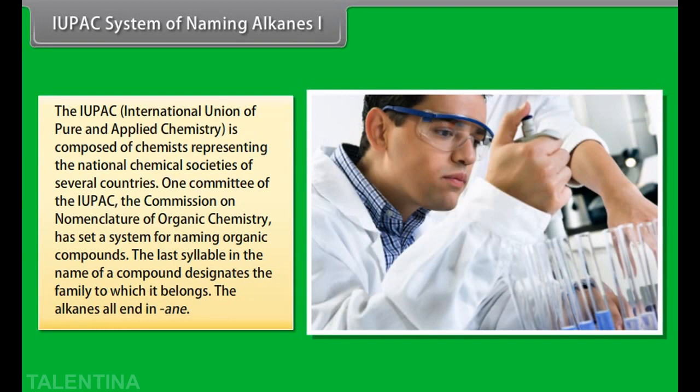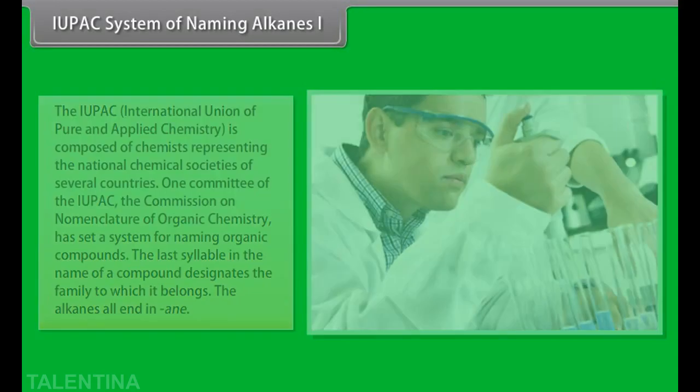IUPAC system of naming alkanes 1. The IUPAC, International Union of Pure and Applied Chemistry, is composed of chemists representing the national chemical societies of several countries. One committee of the IUPAC, the Commission on Nomenclature of Organic Chemistry, has set a system of naming organic compounds. The last syllable in the name of a compound designates the family to which it belongs. The alkanes all end in -ane.